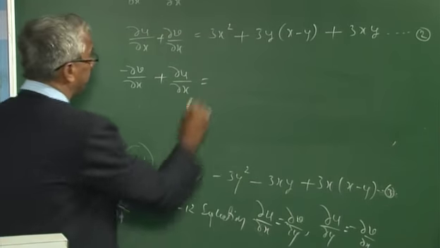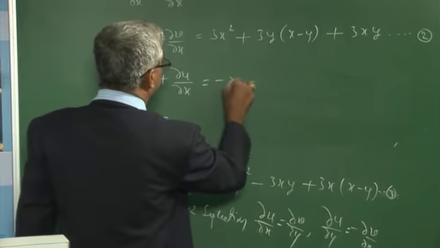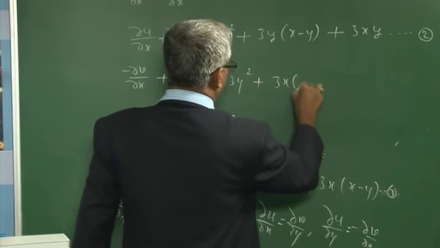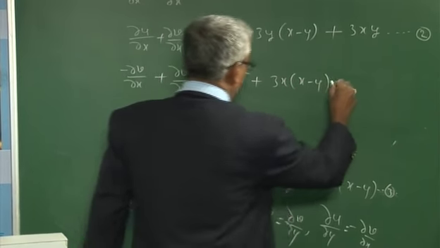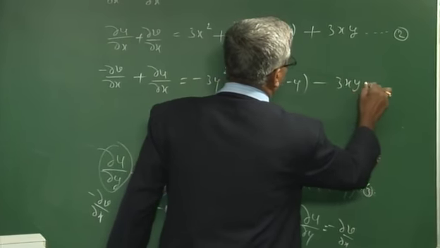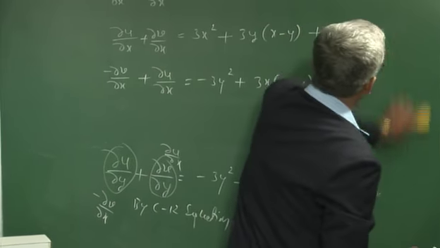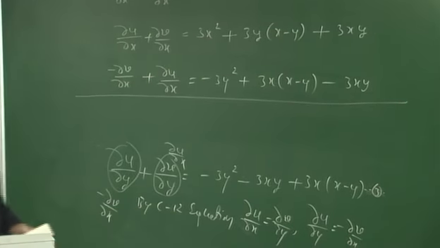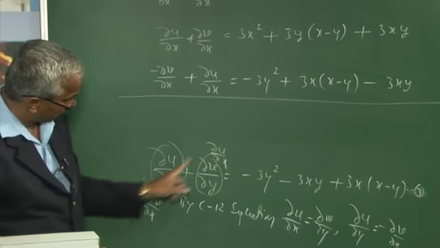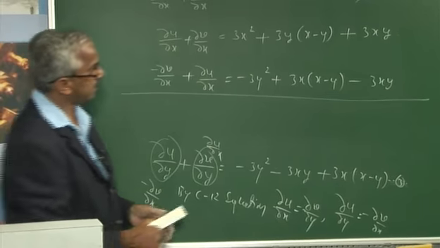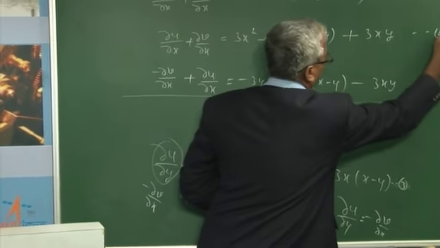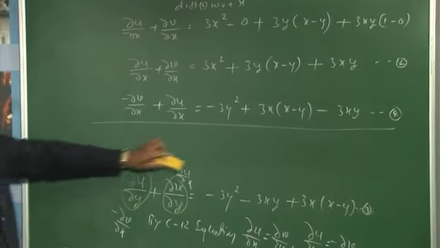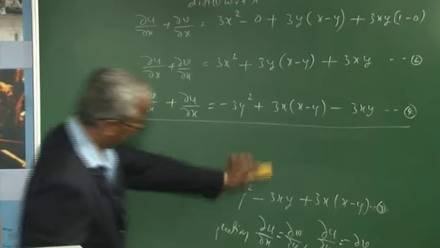is equal to minus 3y squared plus 3x into x minus y minus 3xy. You take this one as the common term. After replacing this one, I bring this as 2 and you call this one as 4. Adding 2 and 4 and subtracting 2 and 4, we can get that result.